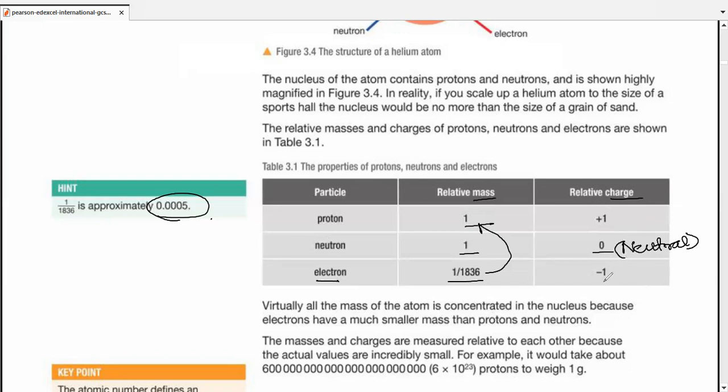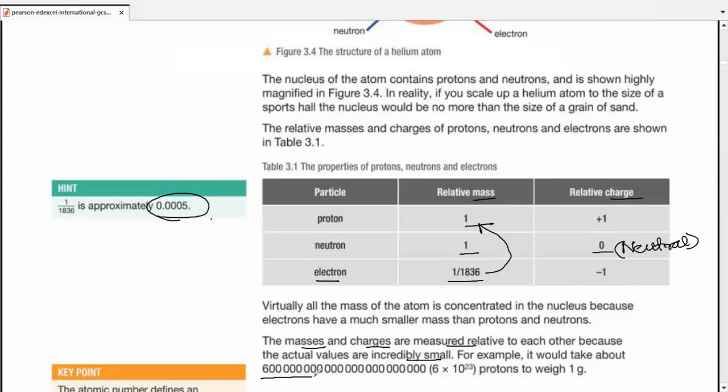The charge on proton and electron is equal. So what we write for them is 1. However, the charges on protons and electrons are actually opposite to one another. So we use symbols to represent them: plus for proton and negative for electron. These symbols are just to keep the difference that their charges oppose one another. Remember, the masses and charges are measured relative to one another because the actual values are incredibly small.